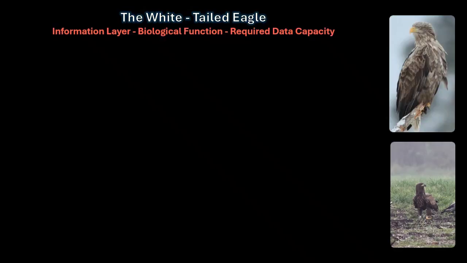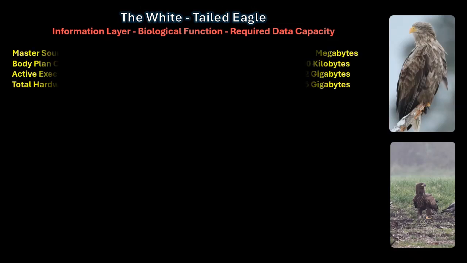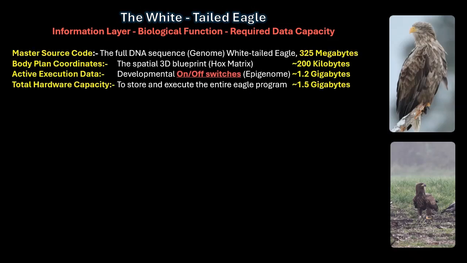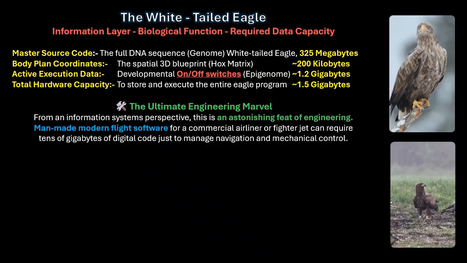The white-tailed eagle. Information layer, biological function, required data capacity. The master source code, 325 megabytes. The body plan coordinates, the spatial 3D blueprint, Hox matrix, 200 kilobytes. Active execution data, on-off switches, epigenome. How does evolution do on-off switches? 1.2 gigabytes. The total hardware capacity to store and execute the entire eagle program, 1.5 gigabytes.